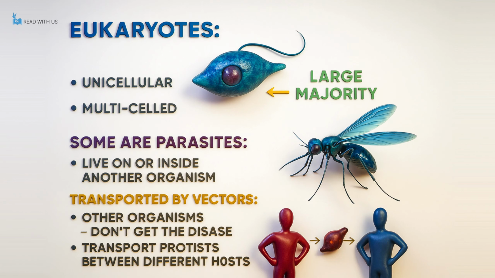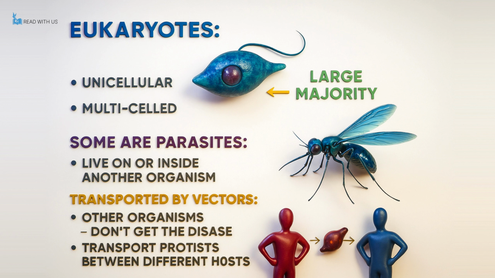Just like fungi, protists are also eukaryotic organisms, and they too can be either unicellular or multicellular. However, in reality, the vast majority of protists are unicellular, meaning that they are made up of only a single cell. Some types of protists are known as parasites. This means they live either inside or on the surface of other organisms and survive by feeding off them, often causing harm in the process.